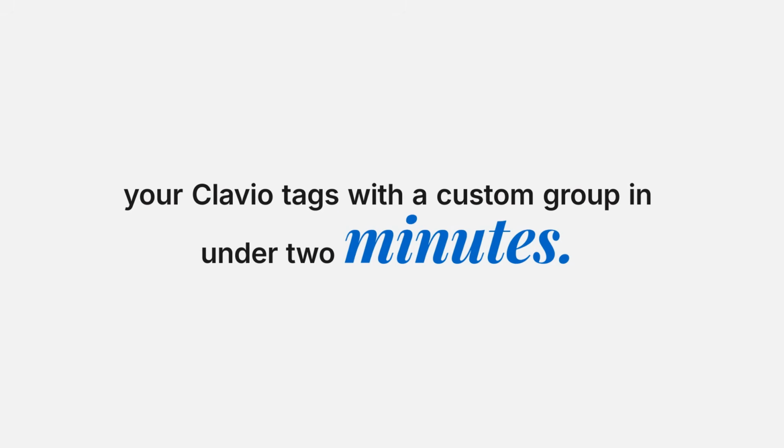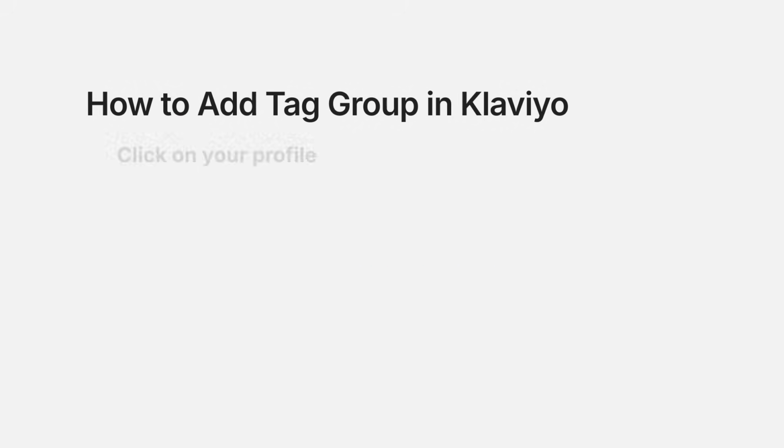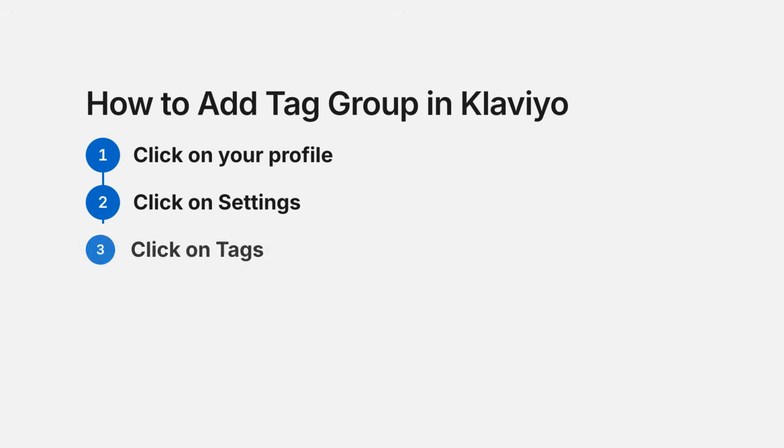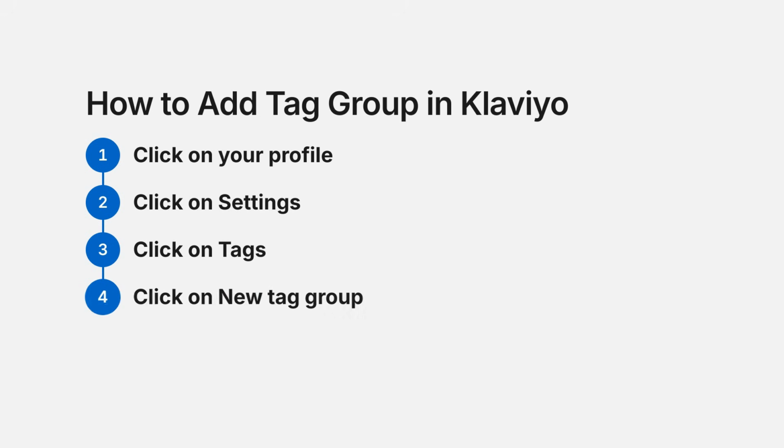Are you tired of scrolling through a messy tag list just to find one segment? Learn to organize all your Klaviyo tags with a custom group in under 2 minutes. First, we'll navigate to your profile settings and open the Tags page. Then, create a tag group, add tags, and click Create Tag Group to finish.